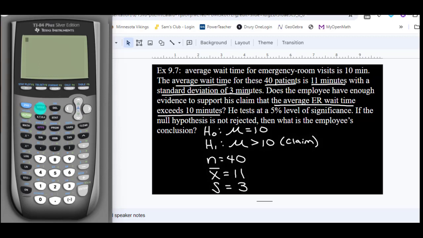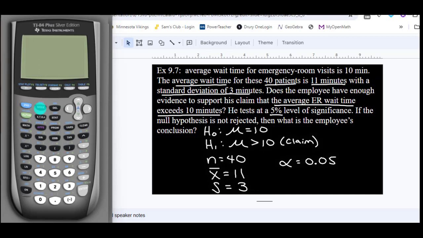Let's see, what else do we have? Oh, he tests at a 0.05 significance level. Well, that means alpha is 0.05. 5% turns into 0.05. So what we're going to do now is take this information and plug it into our calculators, and here's how we do this.